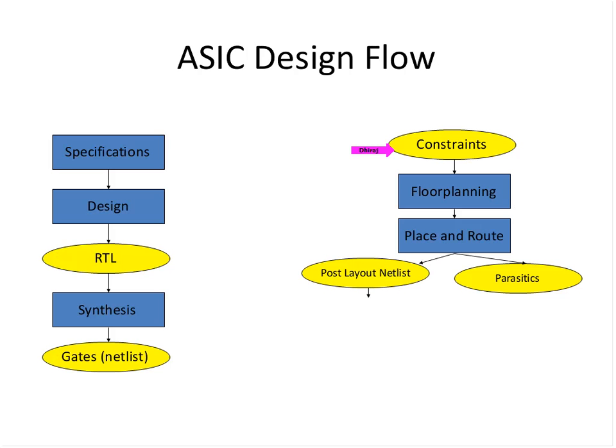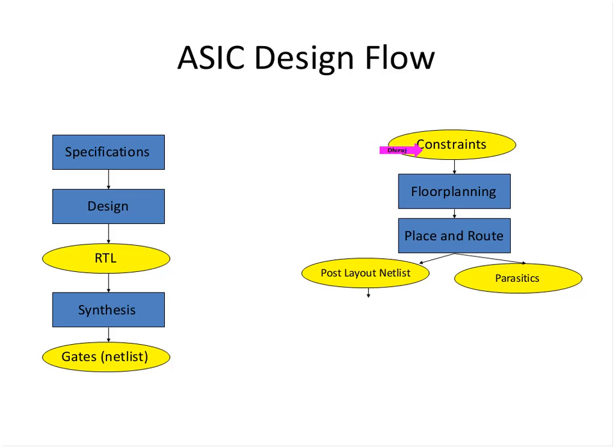Here, yellow represents the input or output, and the blue part represents the flow or the tool part. So RTL is input to synthesis, and the output is the gate-level netlist plus constraints. Constraints are also an input, and when we synthesize, we write out the constraints from Design Compiler in one of the formats, called SDC, which is understood by most of the back end tools.